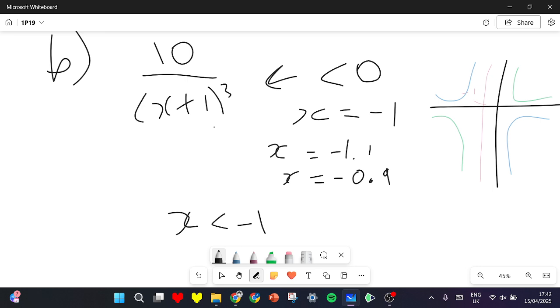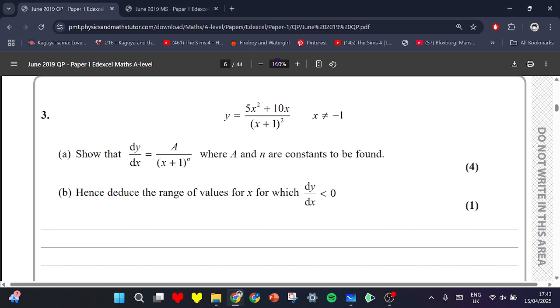Yeah, the answer is just that x has to be less than -1. But if you don't know the whole reciprocal graph thing, then just plug in those numbers. If you plug those in, for this one you're going to get an answer that's less than 0, so negative something, and if you put in this one, then it's going to be more than 0.